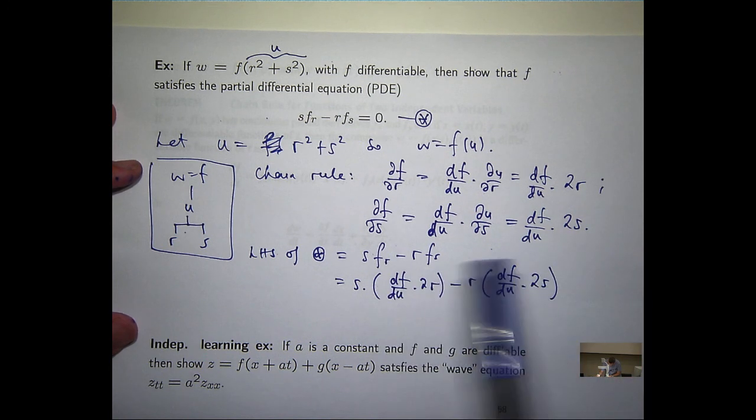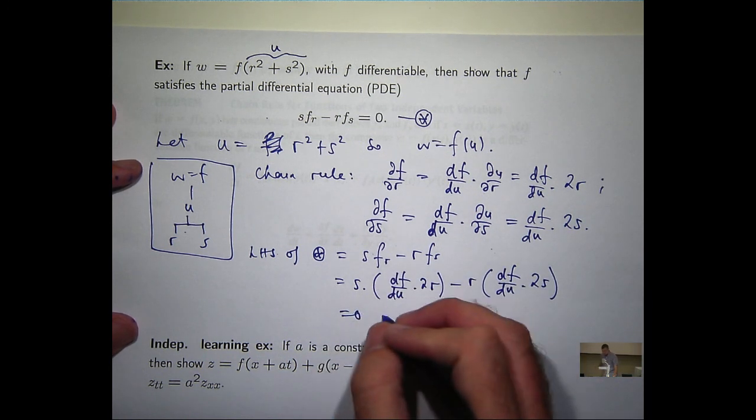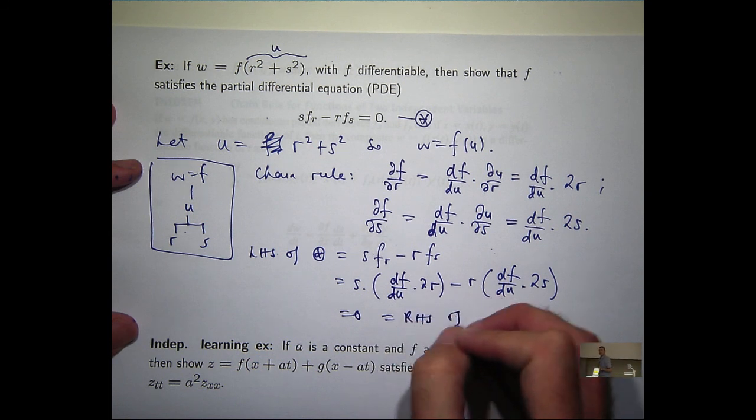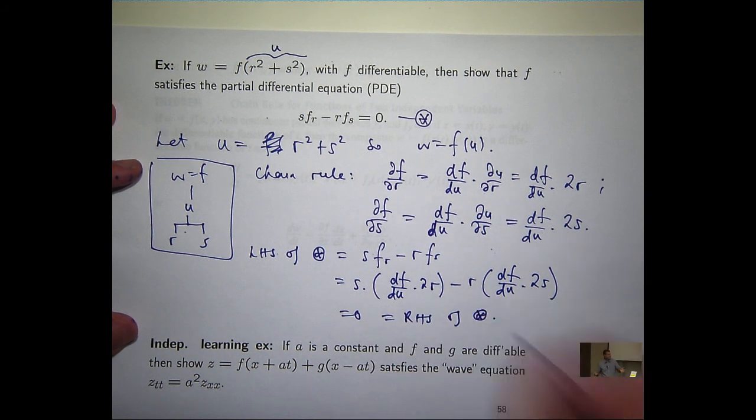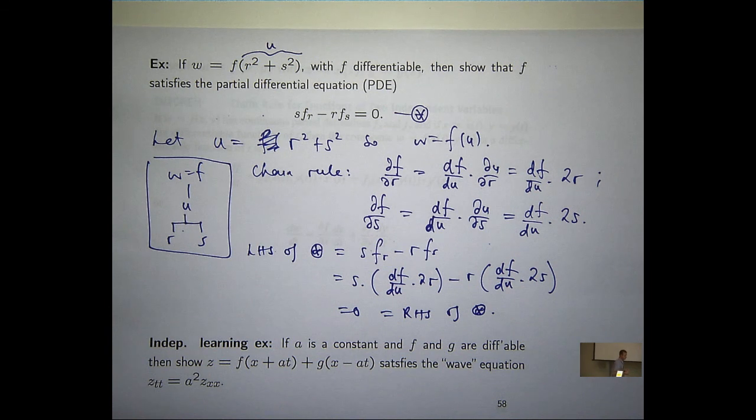Okay, if we look at that, we've got the same thing. So we've got our left-hand side and right-hand side equal. Thus, our f must satisfy our partial differential equation star. That's a pretty simple example. That's pretty low on the difficulty scale.